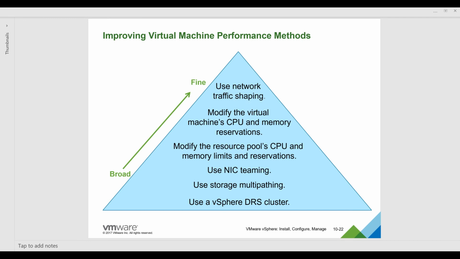Here are methods we can use to improve virtual machine performance. We can use network traffic shaping. You can modify the CPU and memory reservations. We can modify the resource pool limits and reservations. Use NIC teaming, storage multipathing, and you can use a vSphere DRS cluster. Those are ways we can improve our virtual machine performance.